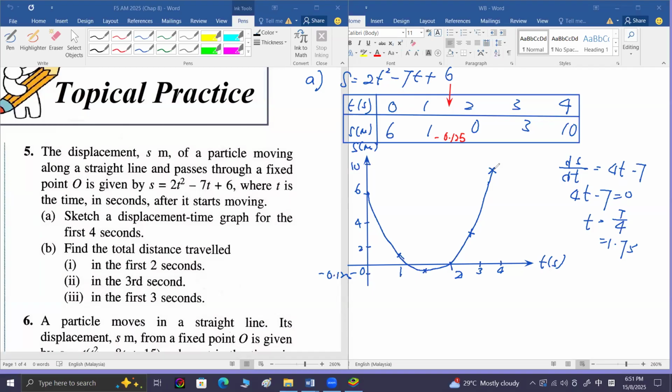Can you understand so far? So we have sketched this. Because of here, if you apply directly like this, you can't get the minimum point. Remember to apply ds/dt. Next, find the total distance. Okay, we see how to get the total distance.